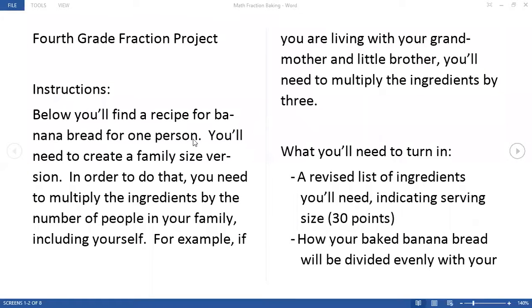Hi, this is Mr. Yoon, and I'm going to go over your baking project, which is going to take the place of a fraction test. So I'm going to go over this step by step. So here are your instructions.